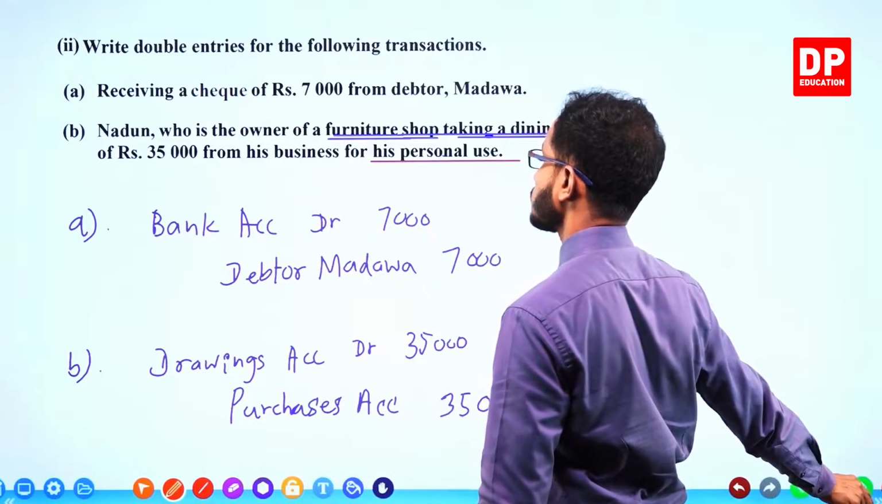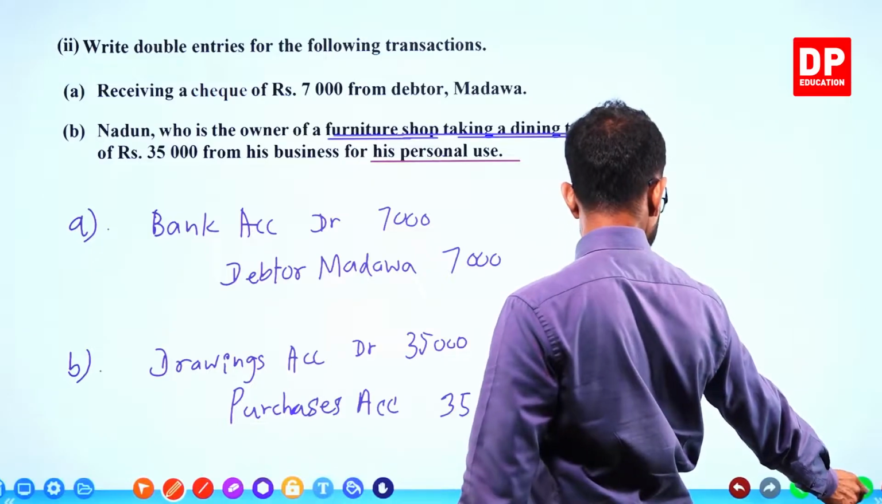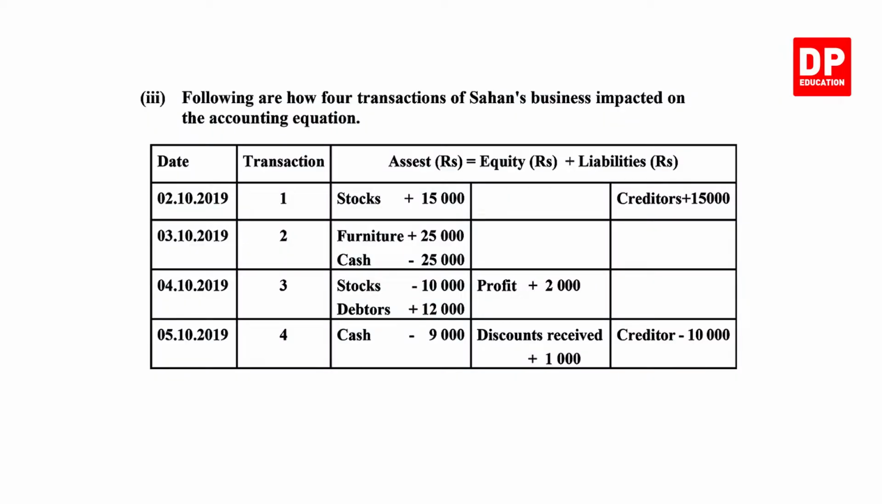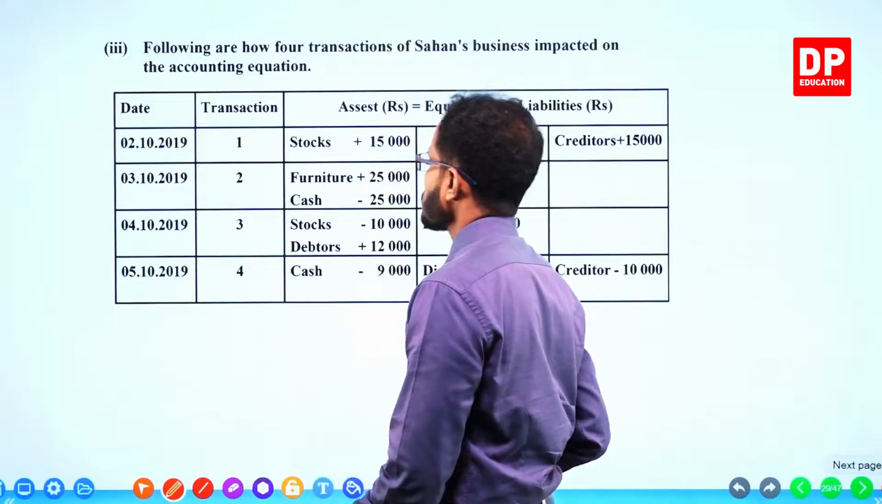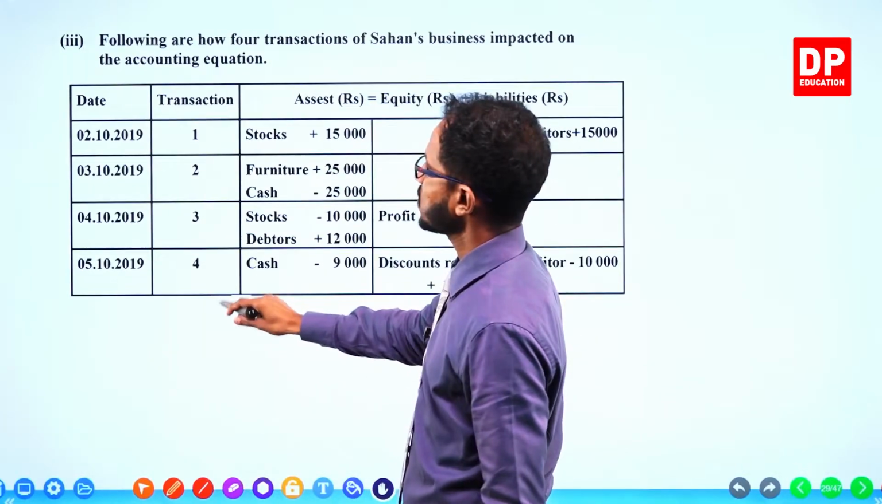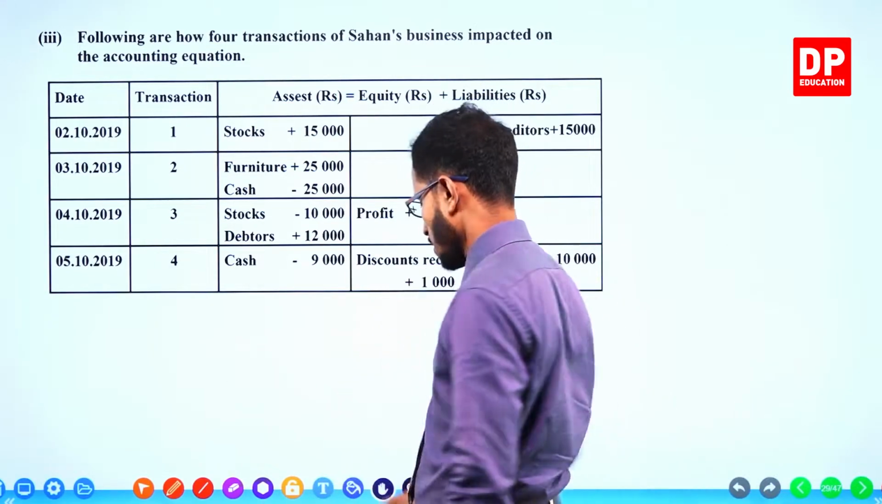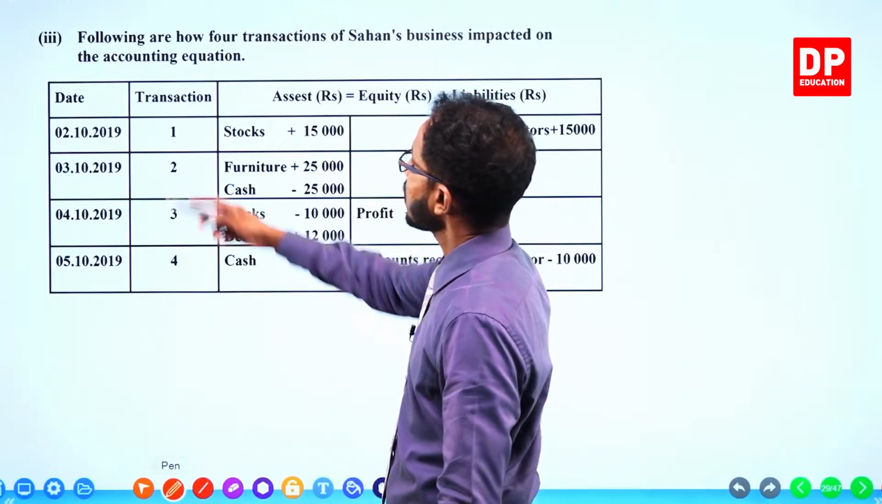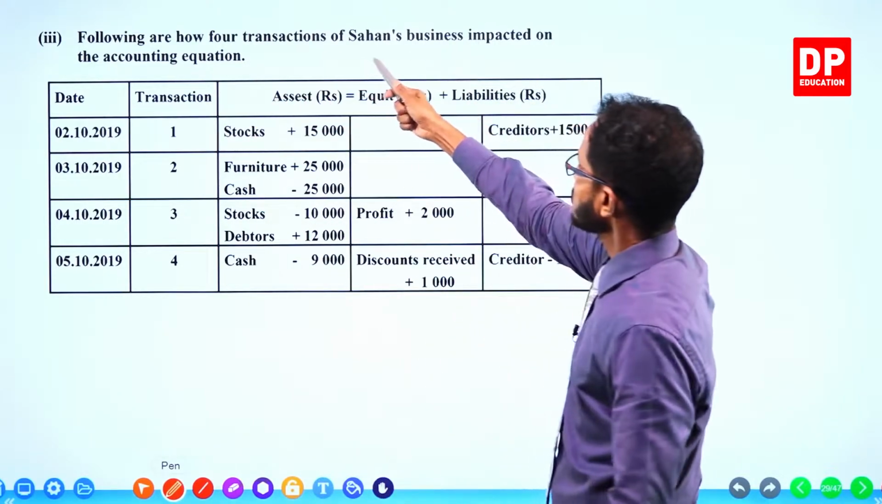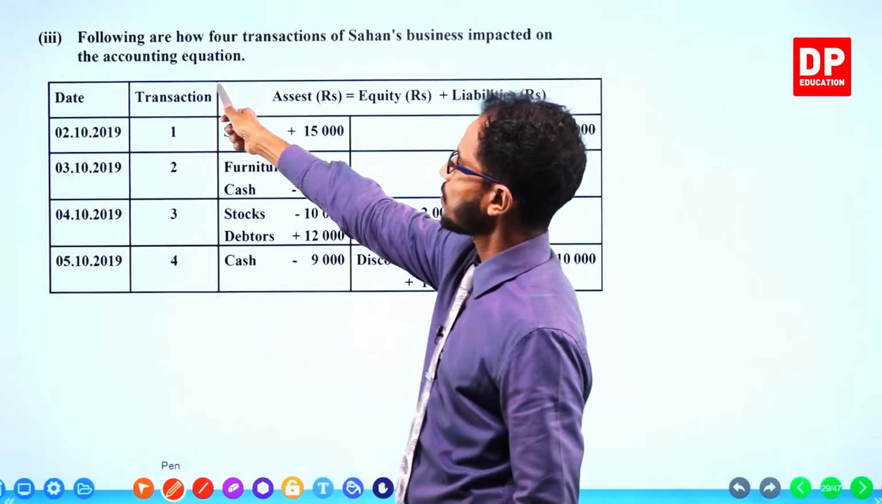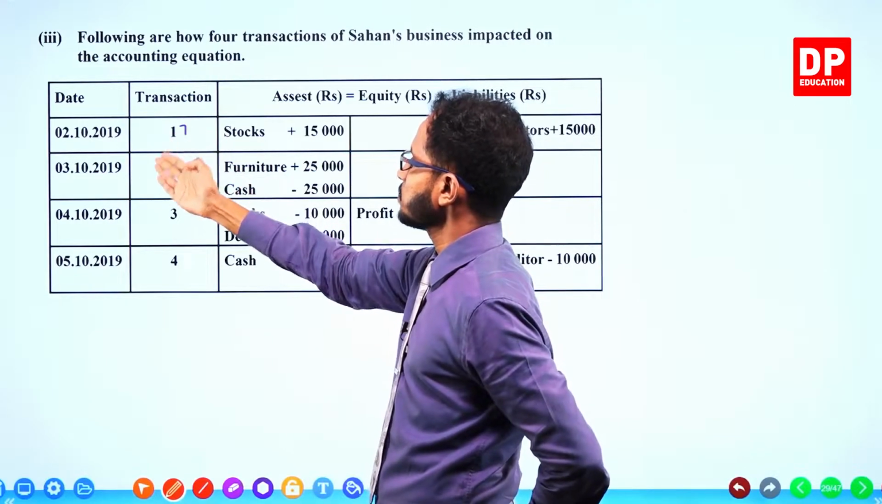Moving on. Following are how 4 transactions of Sahan's business impacted the accounting equation. So this is from the accounting equation. First transaction, number 1.